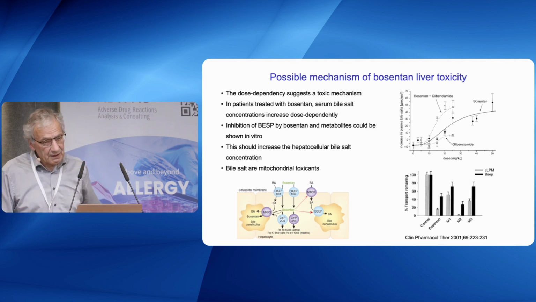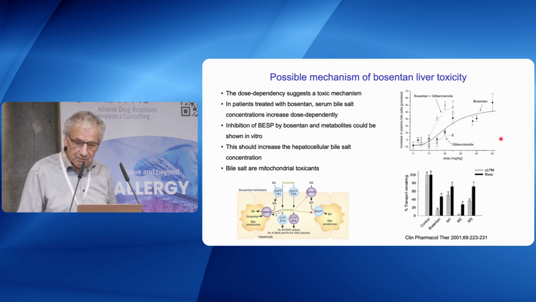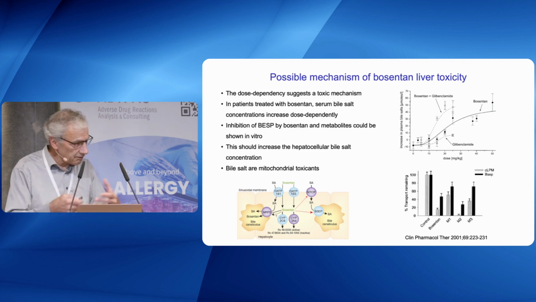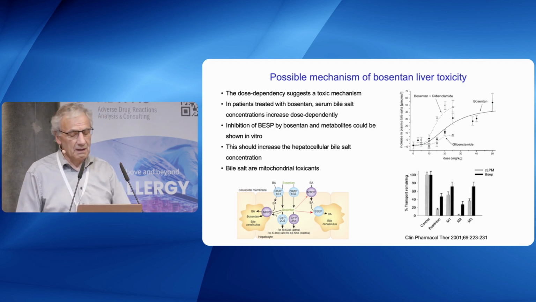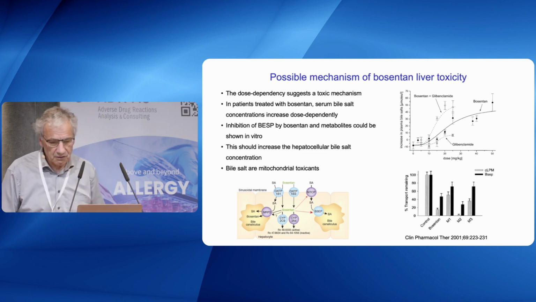So the possible mechanism I already mentioned. You see here, this is from a publication of Karin Fattinger from Zurich, from the group of Peter Meyer, who actually cloned the BSEP here. And you see that patients that are exposed to bosentan dose-dependently have higher bile acid concentration. So this is in favor of the hypothesis that this toxicity may have something to do with the bile acid concentration.